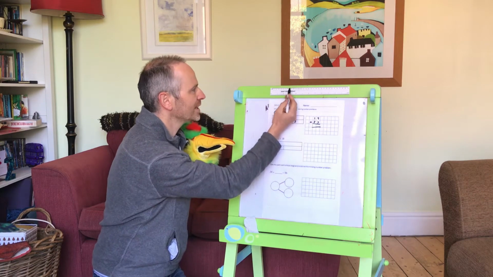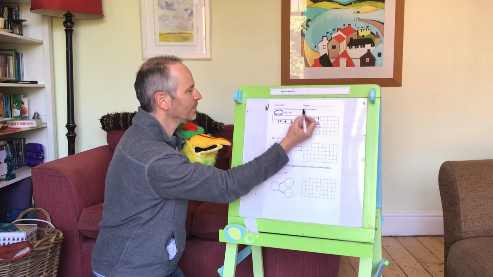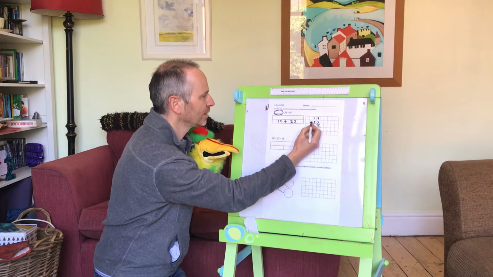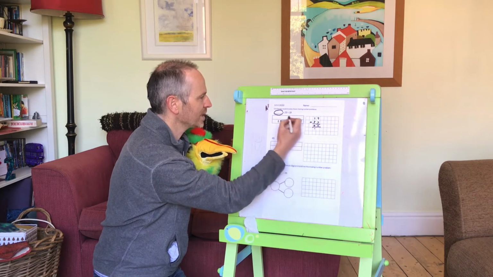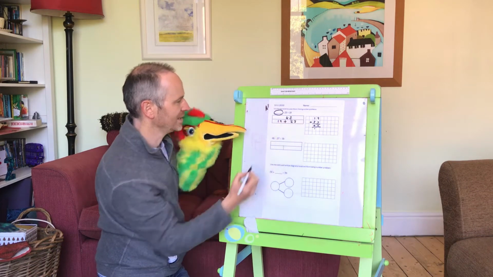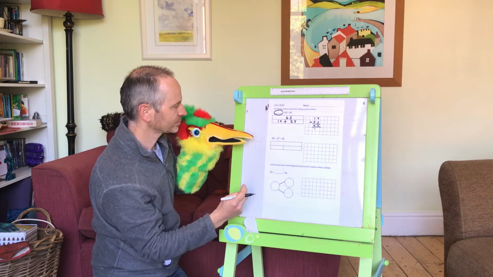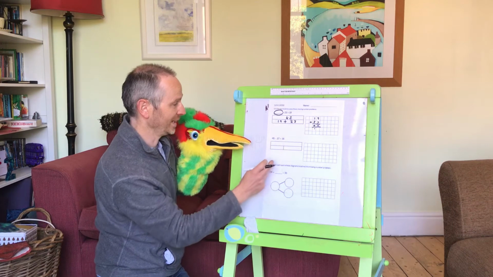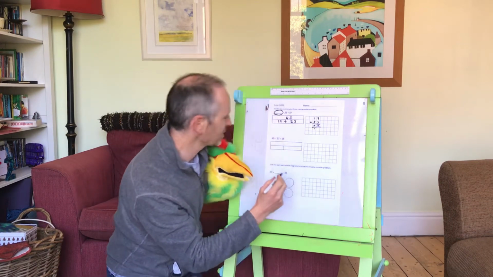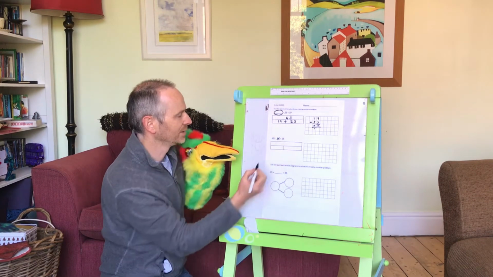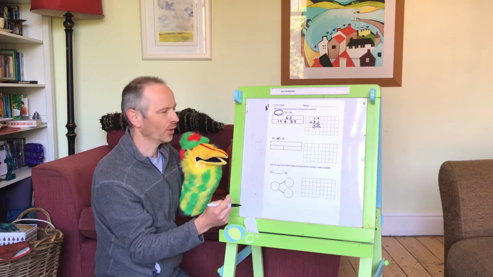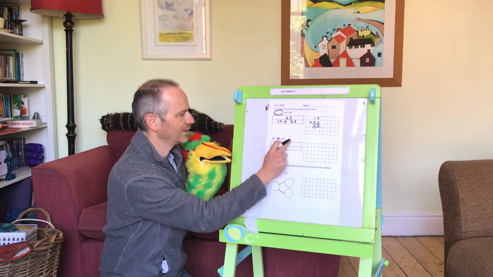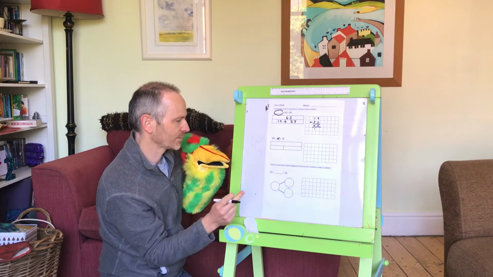9 and 3, there's 9, add on 3: 1, 2, 3 is 12. 1 ten plus 2 tens is 3 tens, plus another 10 is 4 tens. So our answer is 42. Now Mrs. Ollinger made a mistake here. I think in the solution I sent out, I just crossed out a number and then used the bar model just to check that the number sentence made sense.